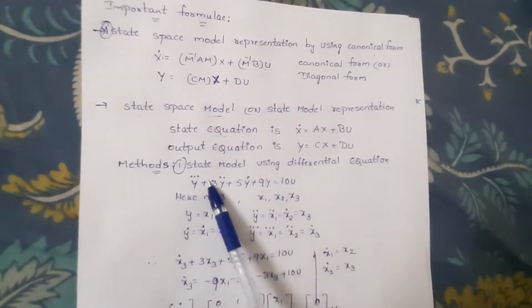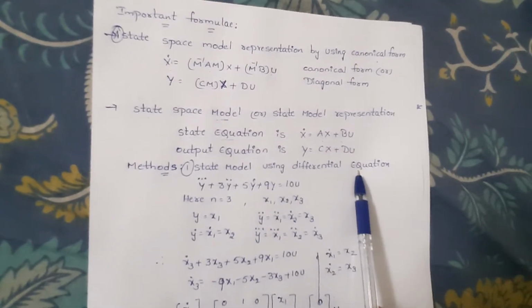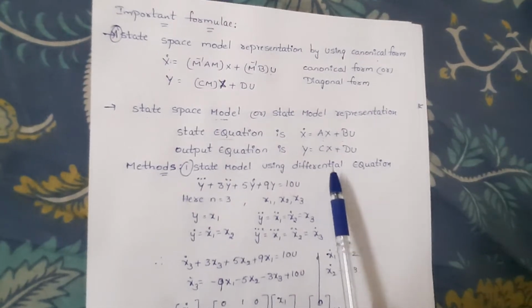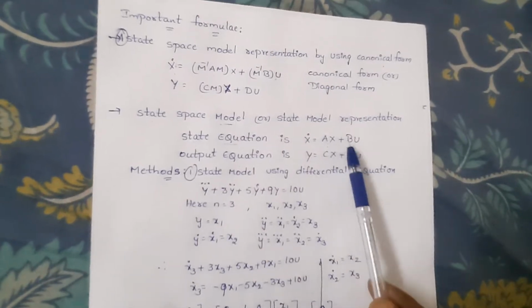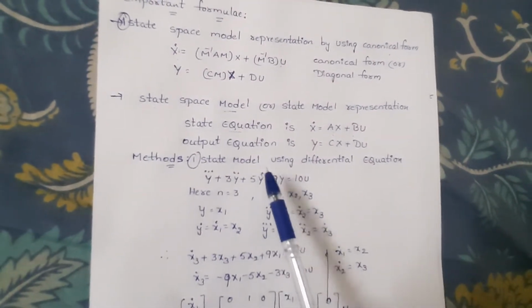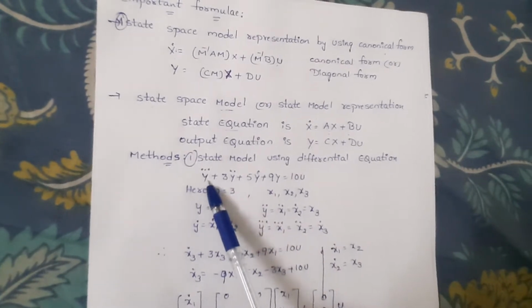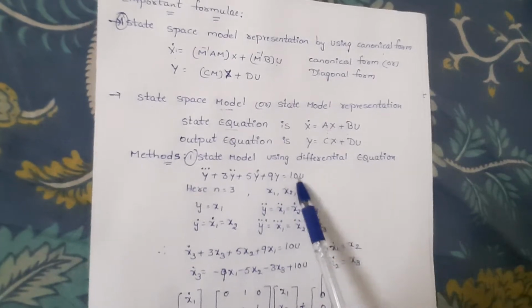First method they will give is some differential equation. If they give the differential equation, you should modify it and calculate it, and you should get the matrix form. See here the differential equation he gave: y triple dot plus 3 y double dot plus y dot plus 9y is equal to 10.